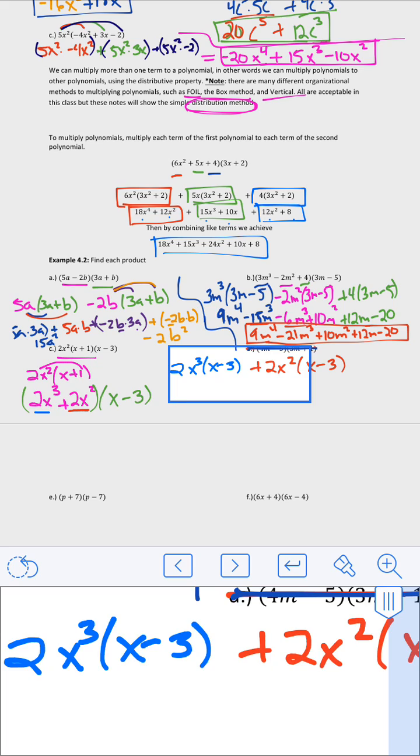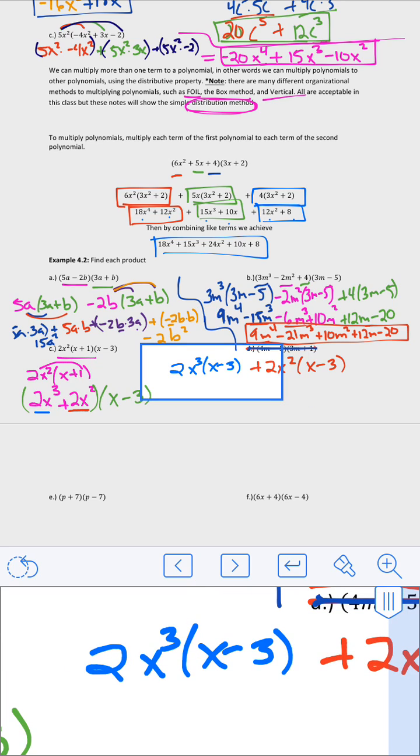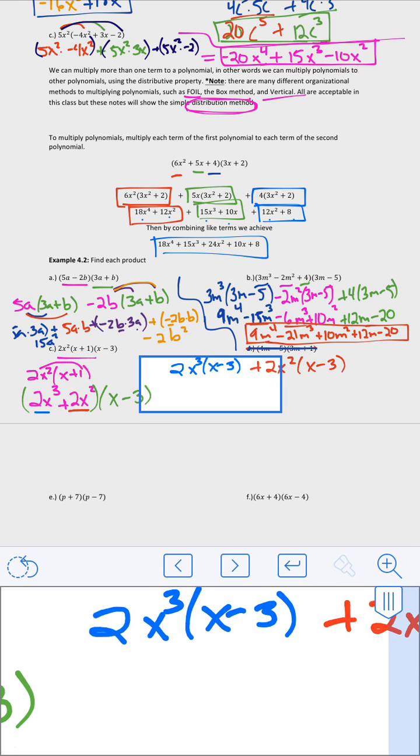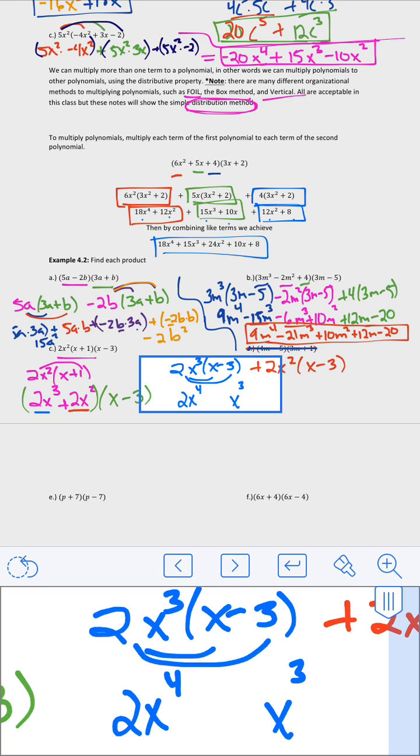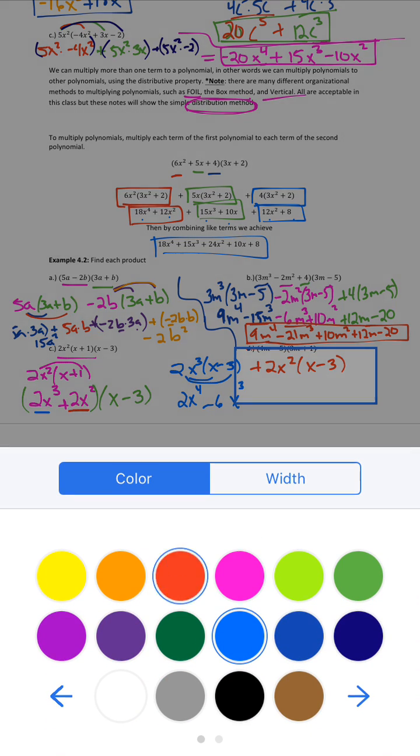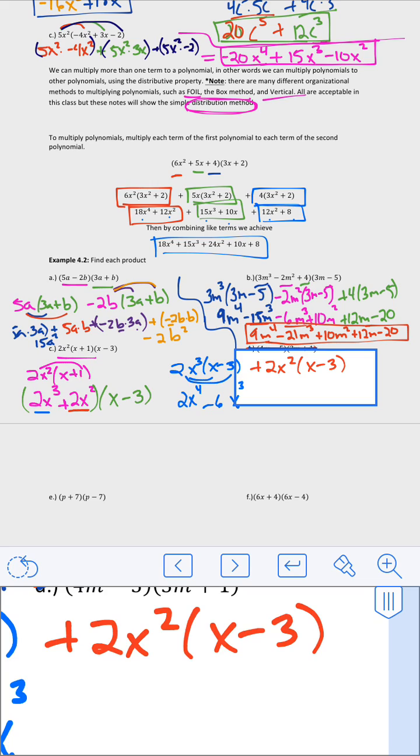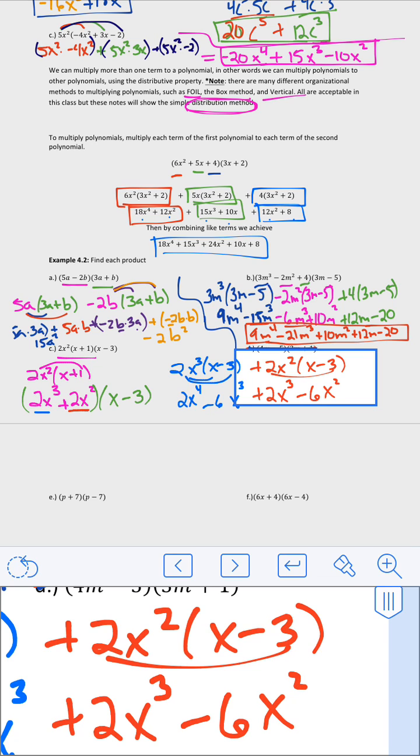And now we can just simplify another monomial times a binomial, monomial times a binomial, monomial times a binomial, right? So the blue stuff, 2x cubed times x, that's just another x, so 2x to the 4th. 2x cubed times negative 3, no more x's to multiply, but I get a negative 6. Now I'll do the red one. Very similar, right? 2x squared times x is going to be a positive 2x to the 3rd. Last one's going to be a negative 6x squared.